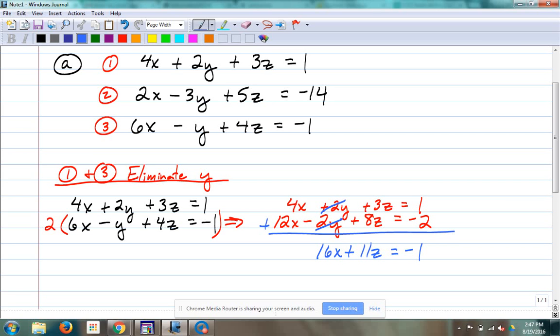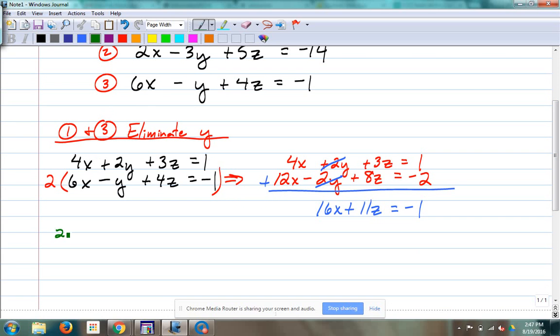What we need to do now is take a different pair. We used 1 and 3 and got rid of y's. We need to use either 2 and 3 or 1 and 2 and get rid of y's. Well, I'm going to use 2 and 3 here because I know I can just multiply this second one by 3, and it'll cancel it out. That's the kind of thinking we want to use. We're trying to get rid of y twice. I'm going to have to use the negative 3 to get rid of that. So I'm going to use 2 and 3 and eliminate y.